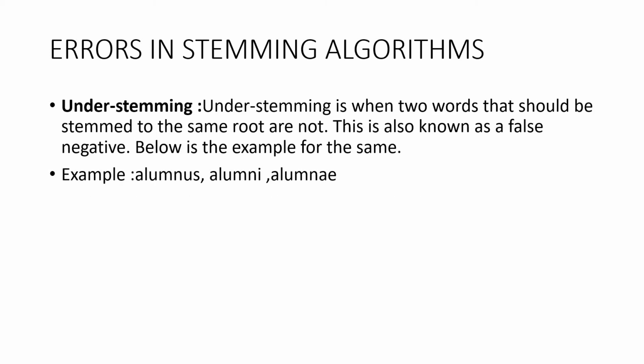Another error that can occur in the stemming algorithm is understemming. Understemming is when two words that should be stemmed to the same root are not. This is also known as a false negative. Below is an example for the same: the words alumnus, alumni. When you do the stemming, it can create an understemming error. It can create a false negative.